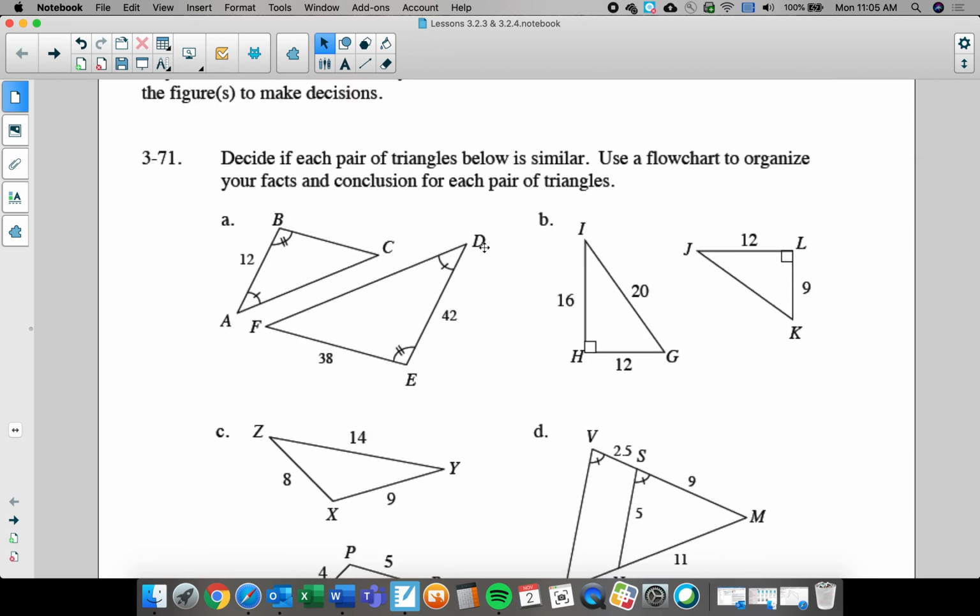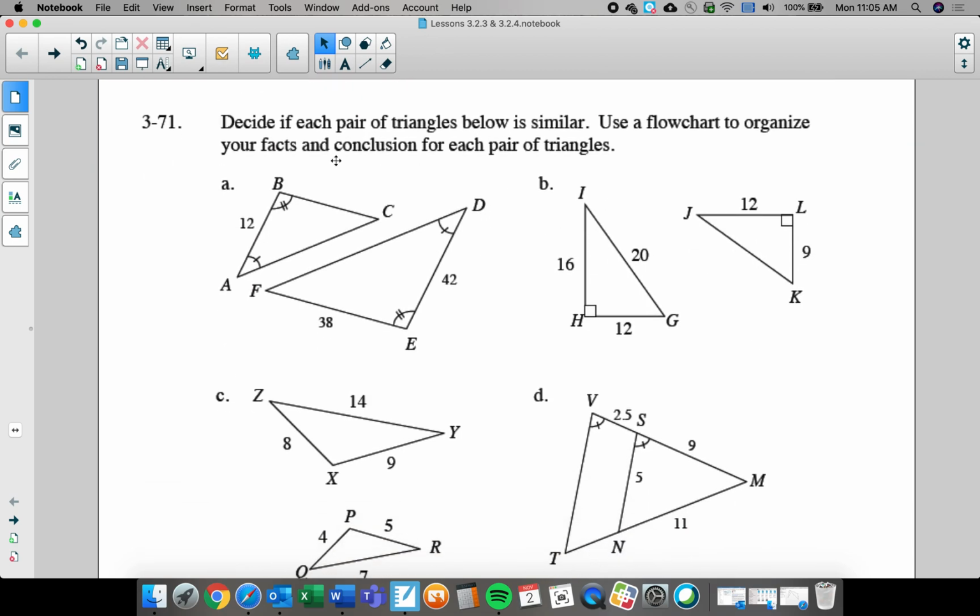We've talked about that before. In problem 371, they want you to figure out whether these triangles below are similar or not, and notice it says to use a flowchart to organize your facts and conclusions. Anytime you see that going forward, whether that's in a lesson or in your practice to learn, I want you to just put an explanation along with your answer.